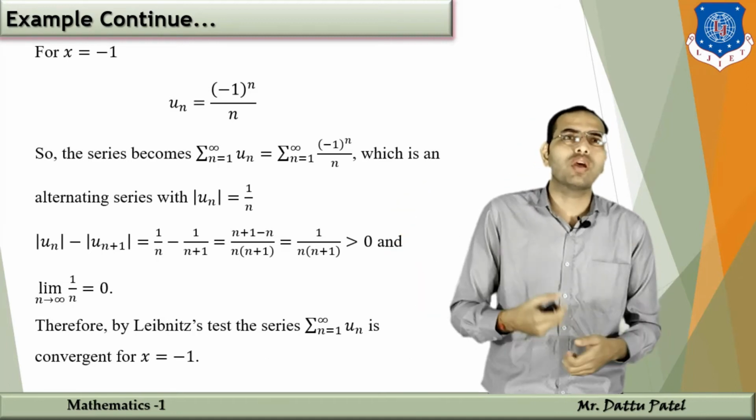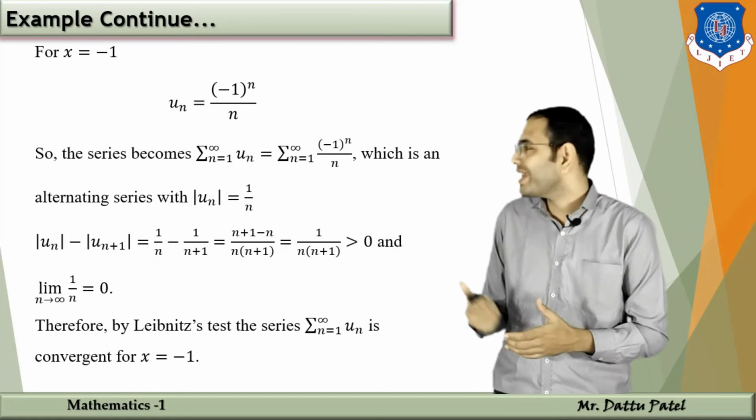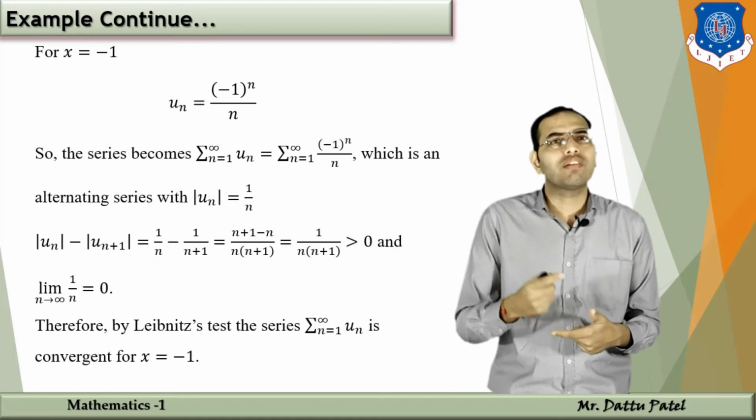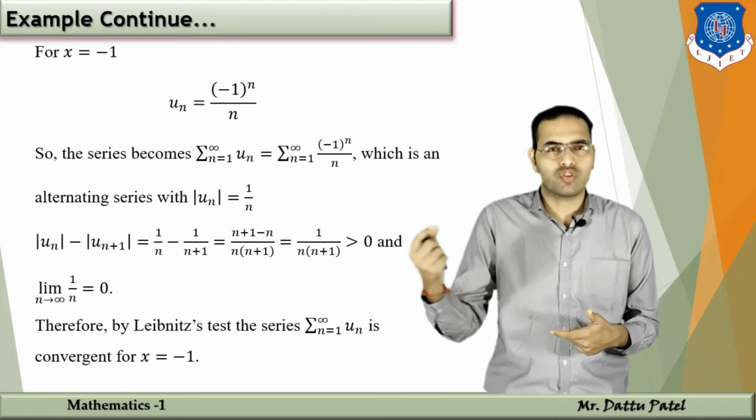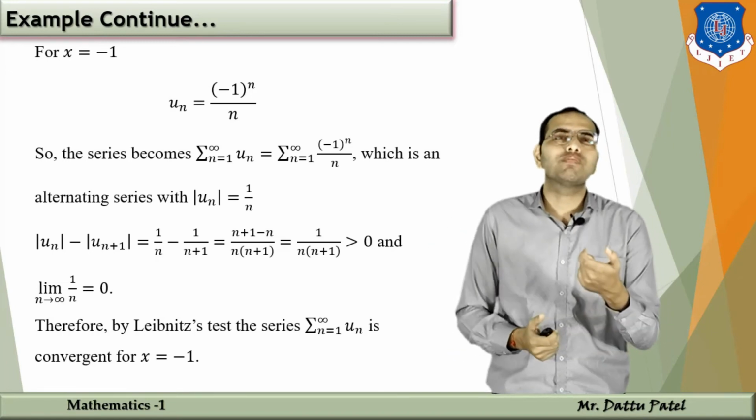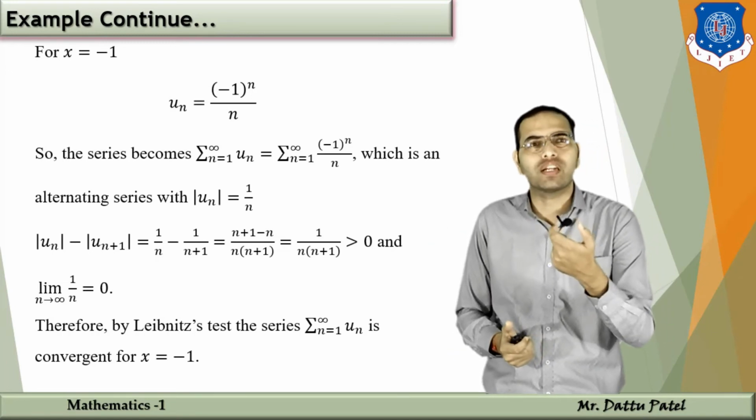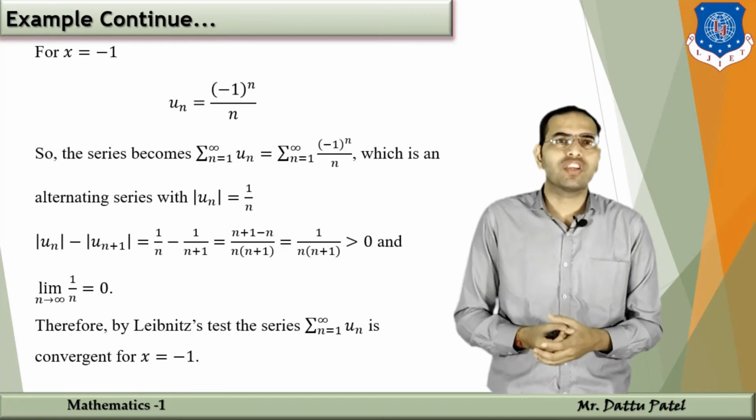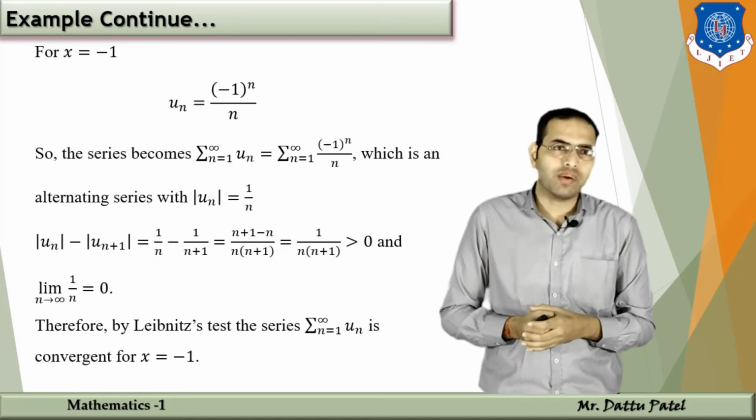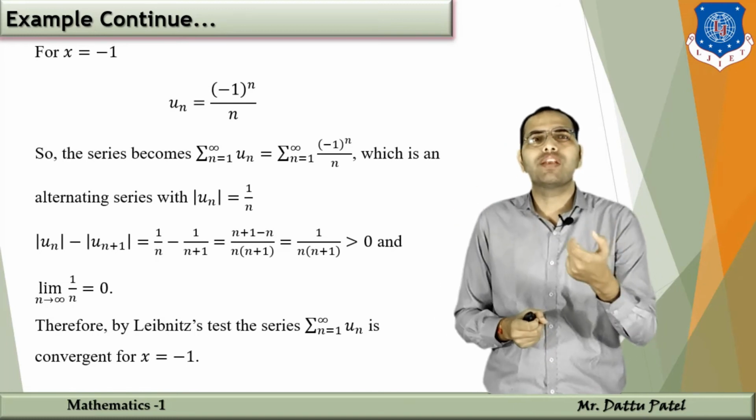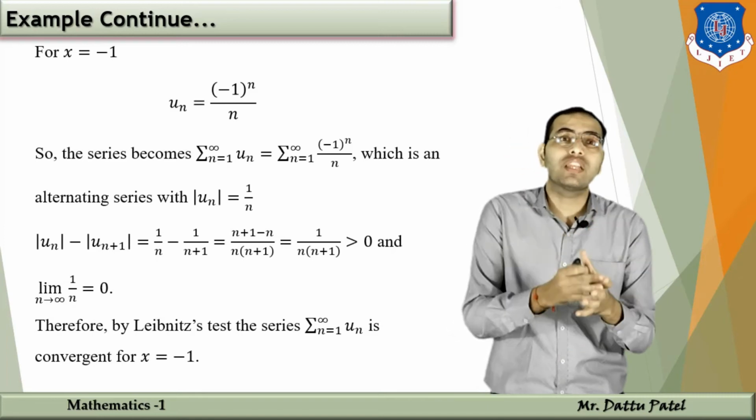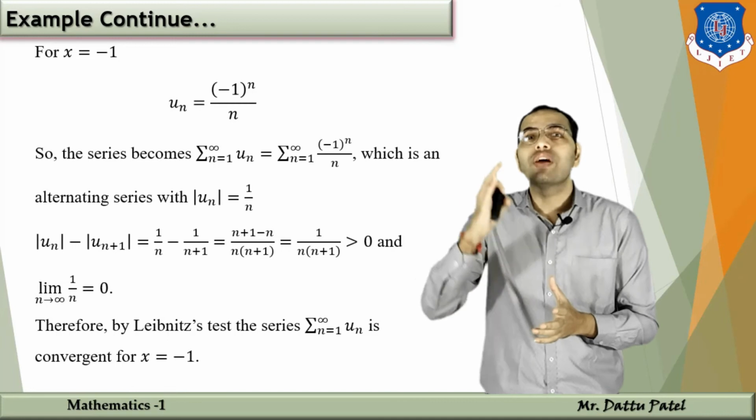Substituting the values of u_n and u_(n+1) and simplifying, it becomes 1 upon n into (n+1). Now substituting n equal to 1, 2, 3 and so on, each and every value of n belonging to the natural numbers gives a positive value, greater than 0. Then we can say that each term is numerically less than its preceding term. That means mod of u_n is greater than mod of u_(n+1). That means the given series is decreasing.